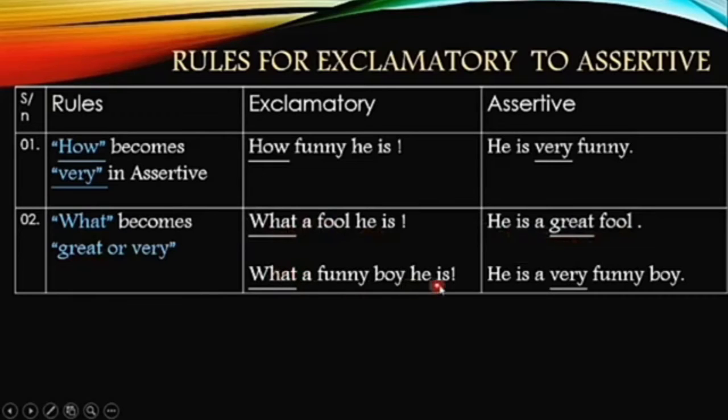What a funny boy he is. Here we have the noun and pronoun at the same time. That's why we are going to use "very" over here. He is a very funny boy.